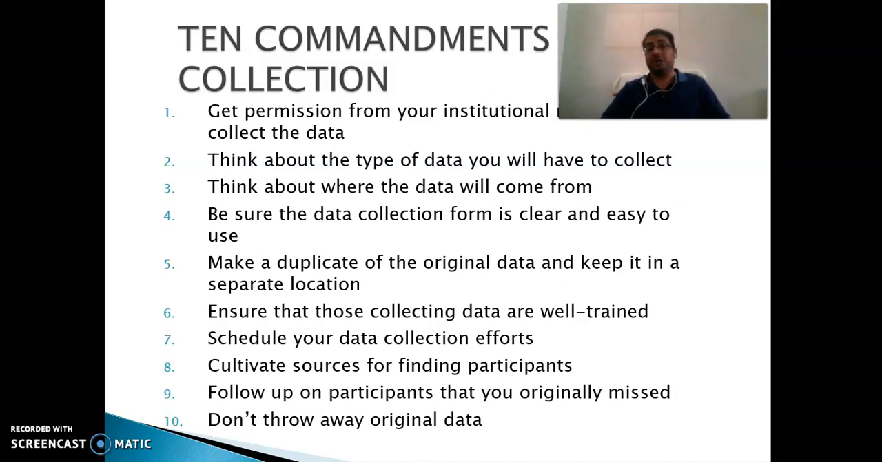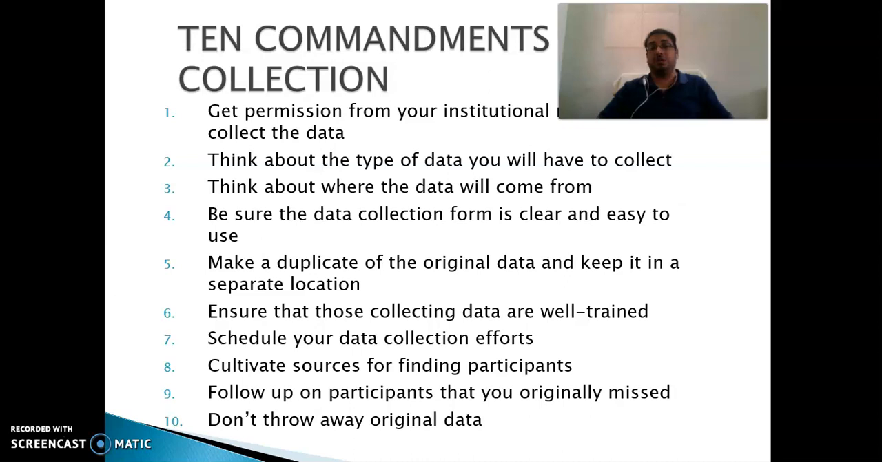Then the third commandment, think about where the data will come from. From where will you get the data? Is it primary data you are going to collect? Is it secondary data? What are the sources of secondary data? Is it the Department of Statistics, the World Bank, ADB, or somewhere else? Who will be your respondents, the students or experts? So you have to think about where the data will come from.